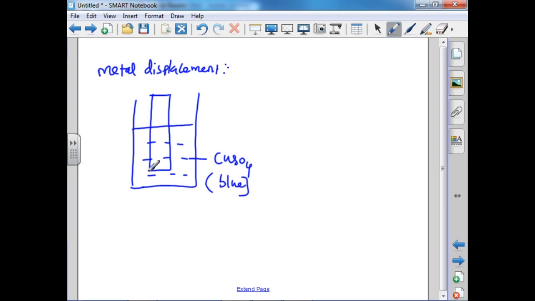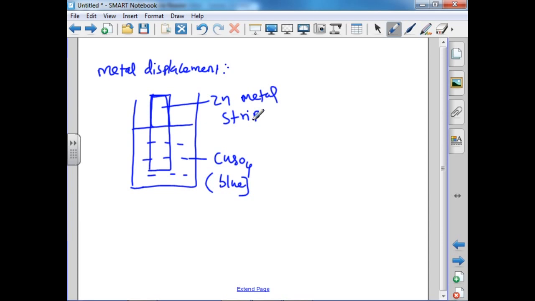So observe the solution. The intensity of blue color of the solution slowly reduced and finally disappeared. Because of the reason, the zinc metal strip becomes coated with brownish metallic copper. This is due to the following metal displacement. Actually, the zinc displaced the copper from the copper sulfate solution.